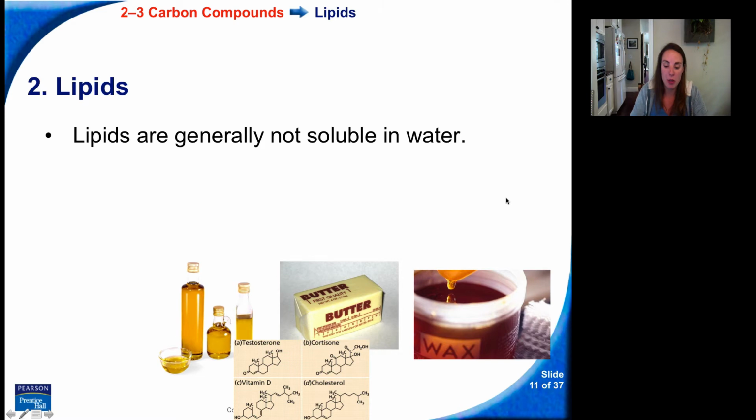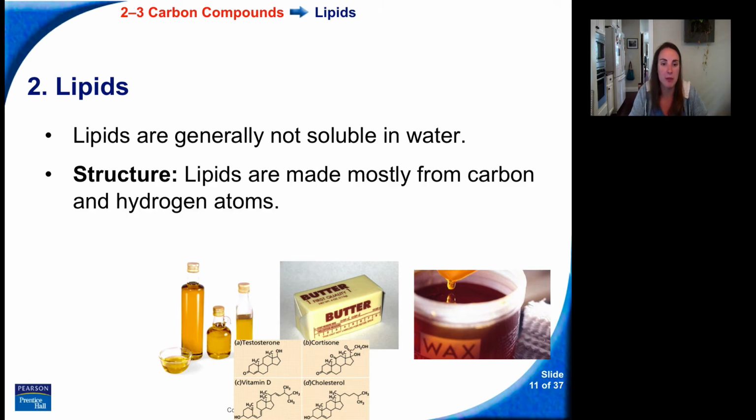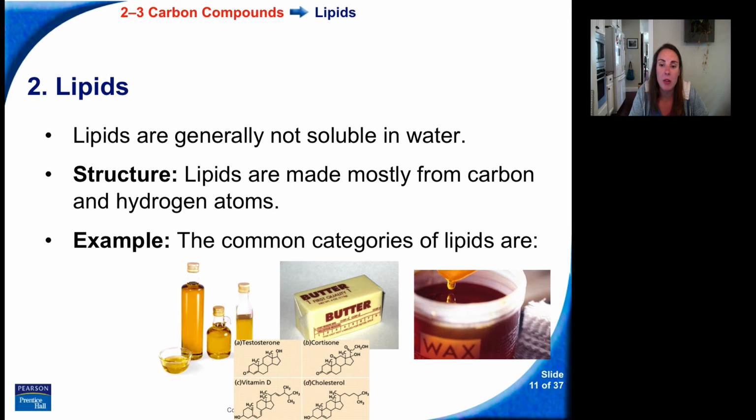The second molecule we'll talk about is lipids, also known as fats. Lipids are generally not soluble in water. Because they're nonpolar, they don't mix with water, which is why oil stays on top of water. They're made mostly from carbon and hydrogen atoms. And the common categories of lipids are fats, oils, waxes, and steroids.